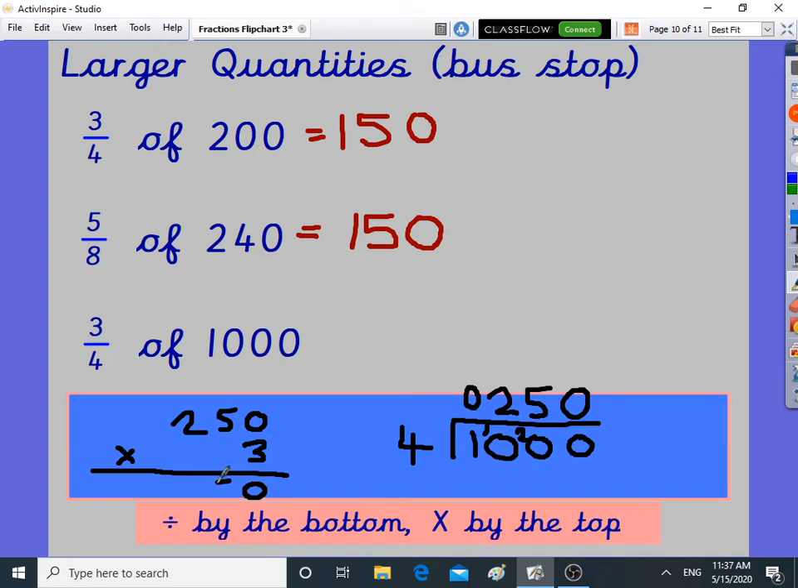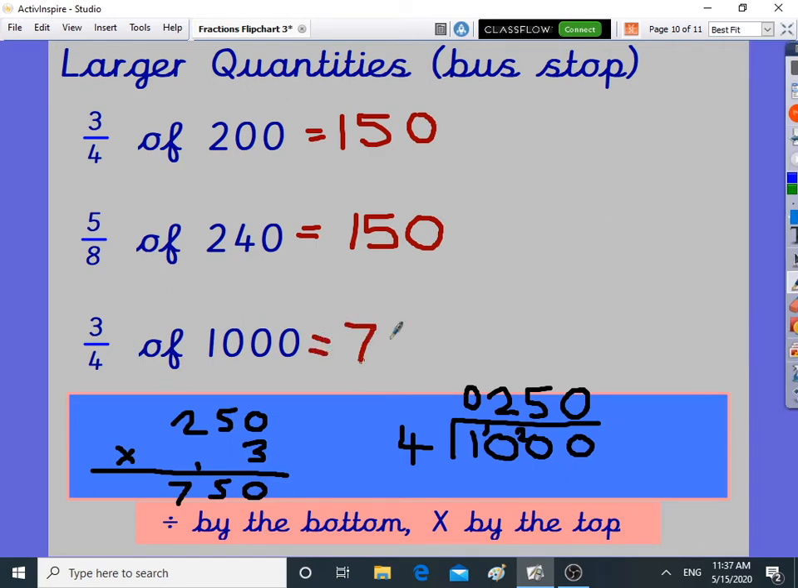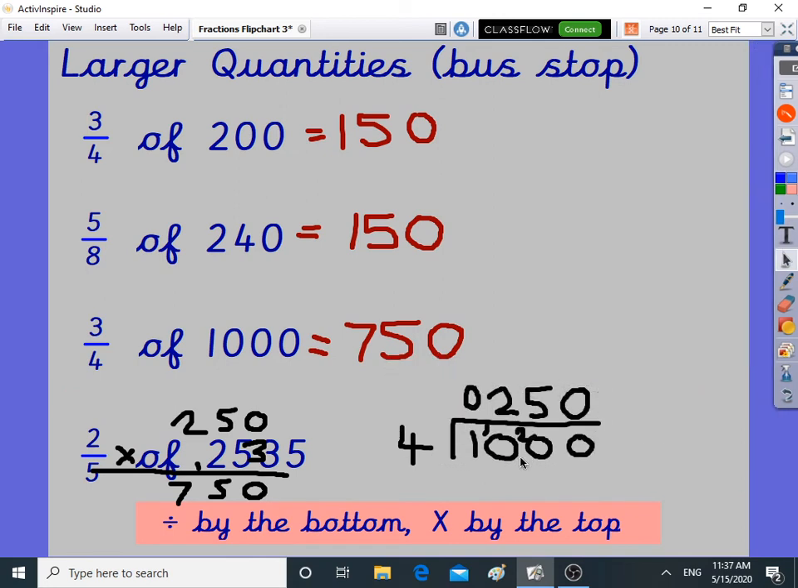3 times 5 is 15. 3 times 2 is 6, plus 1 is 7. You can see how the level of question has gone right up now, much higher than where we started. So 3/4 of 1,000 is 750. Let's get the last question. Hiding under there.